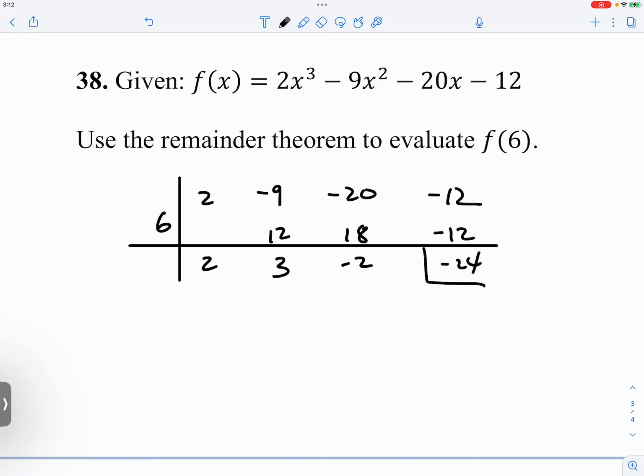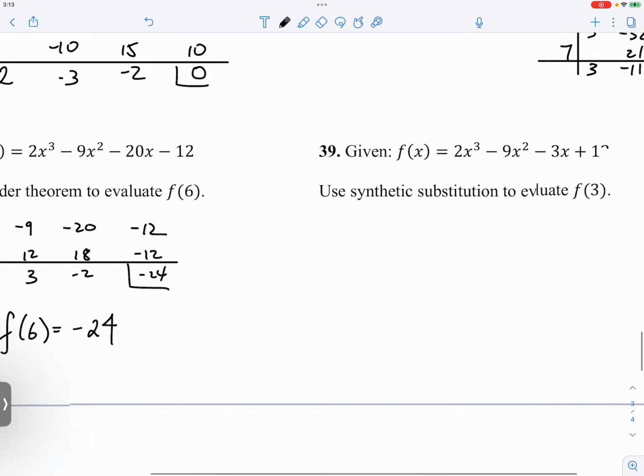Right, let me just double check everything is correct, right? 6 times 3 is 18, got negative 2. All the signs are taken care of properly. So yes, we can say f of 6 is equal to negative 24. Okay, f of 6 is equal to negative 24.